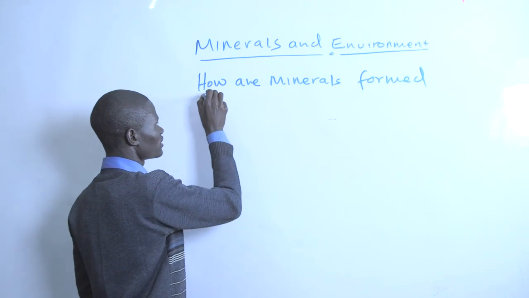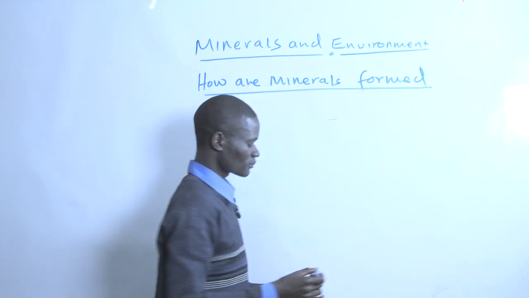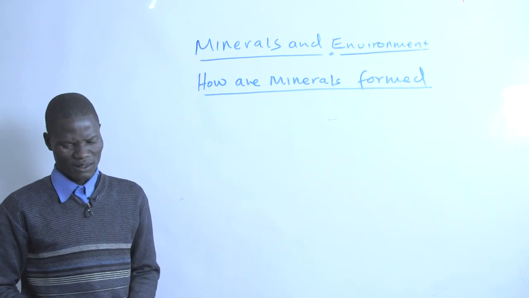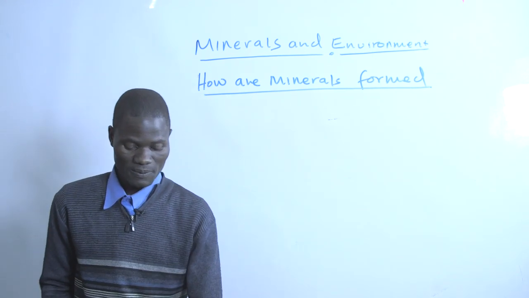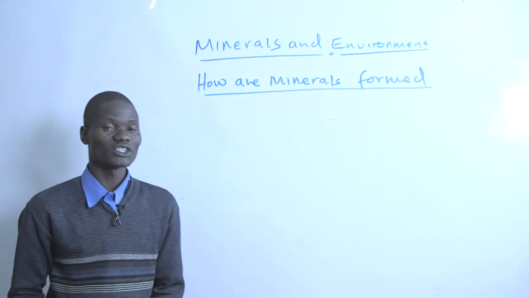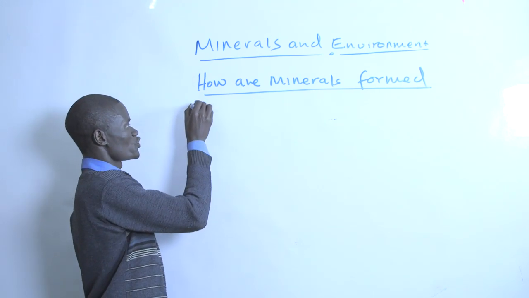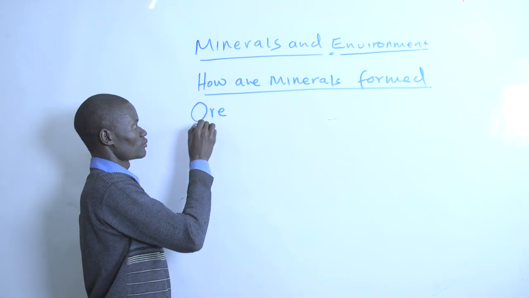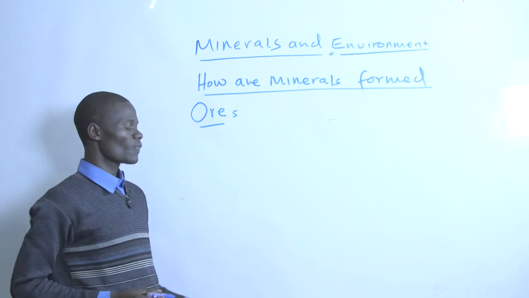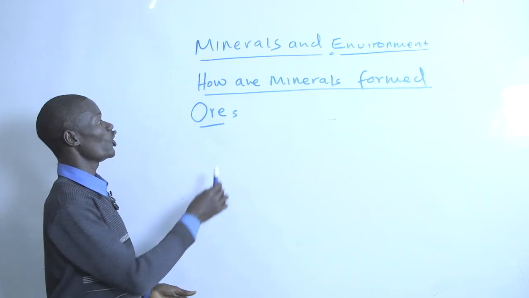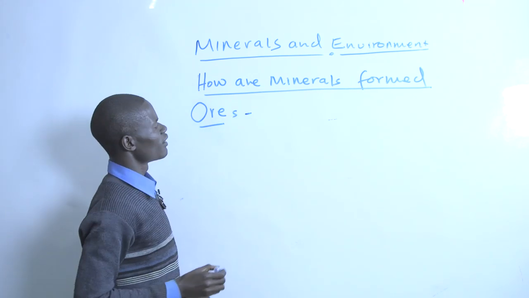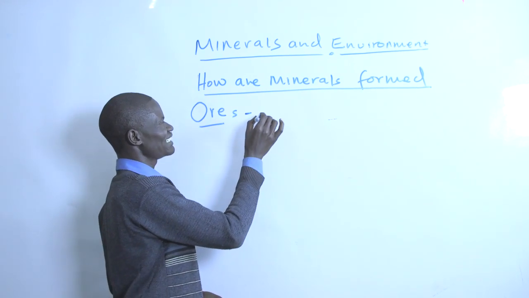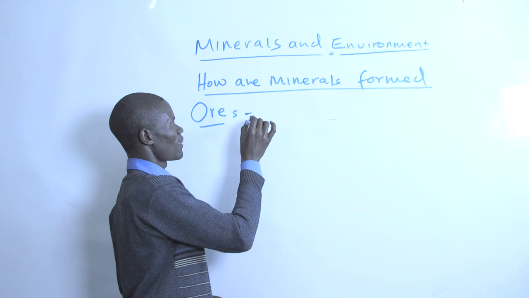How are minerals formed? Minerals, once they are formed, mostly occur in ores. And an ore is just a mixture of other minerals. It is still not refined.